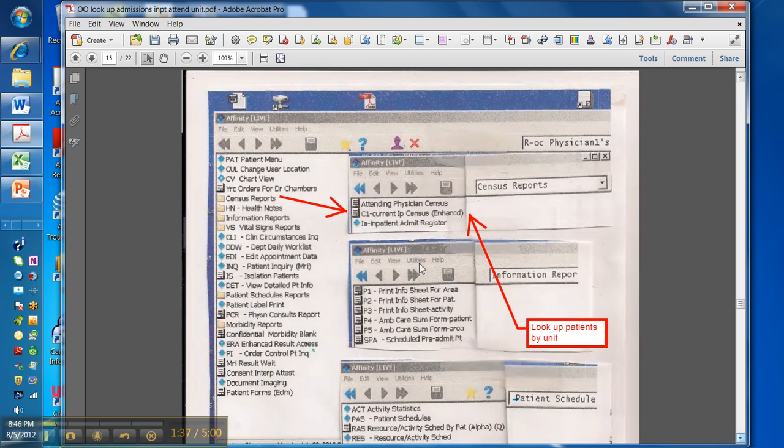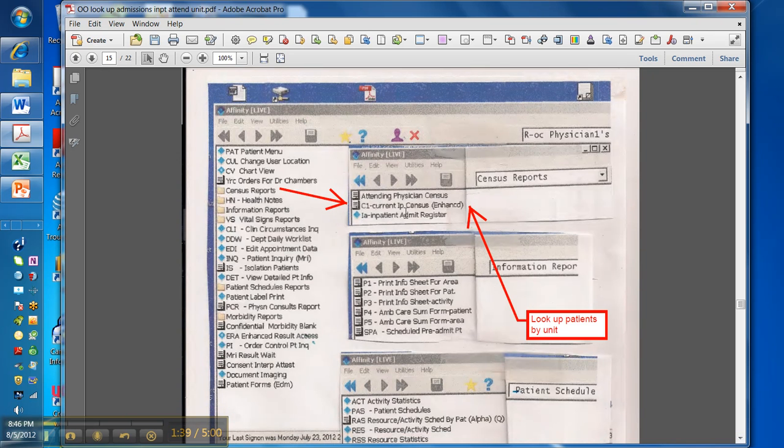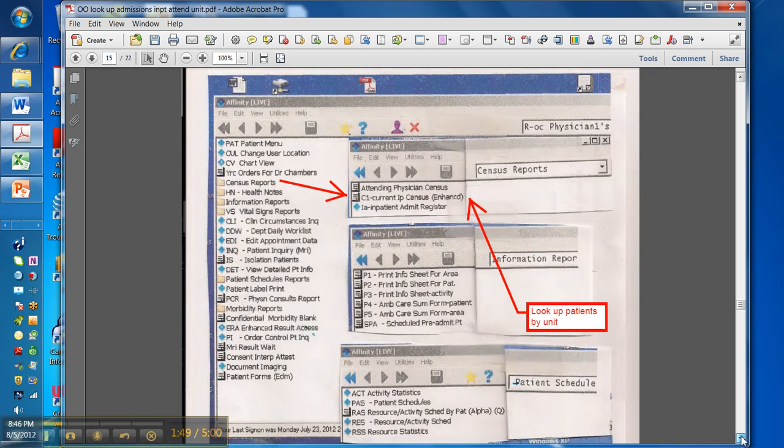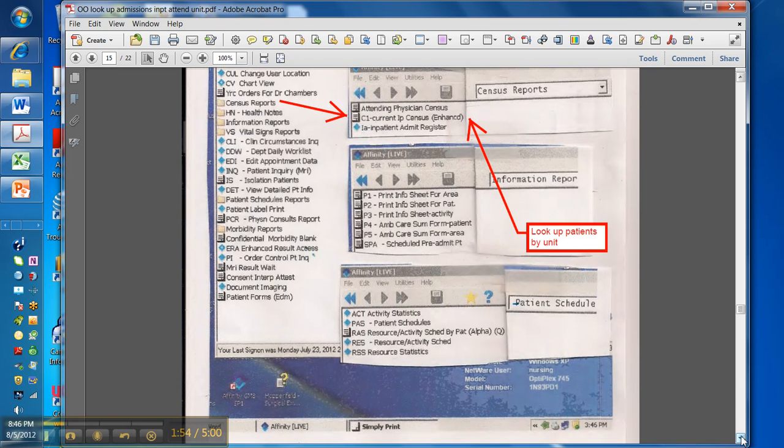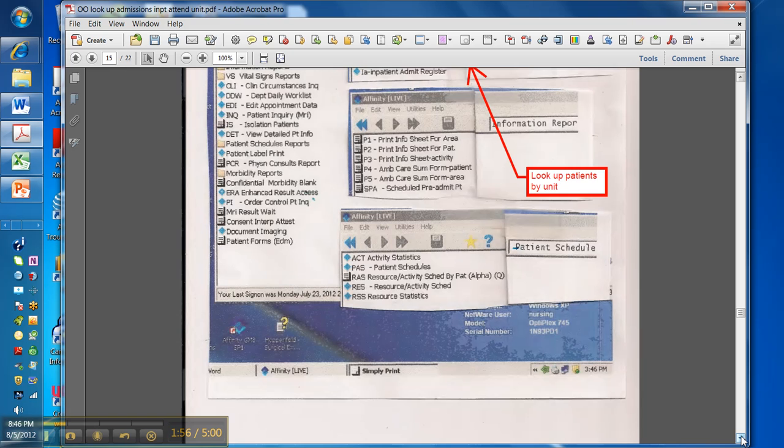Okay, the other way you can look up patients, which is handy to see if patients have been moved, which is a frequent occurrence because someone comes in that may need dialysis, and so they like to have those beds that are closer to the door. So we can look up the patients also by unit, which I like to do just to make sure I haven't missed anybody.